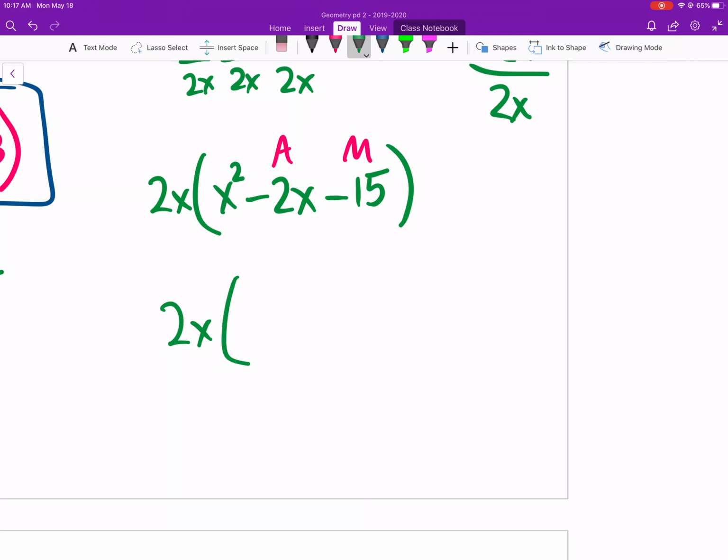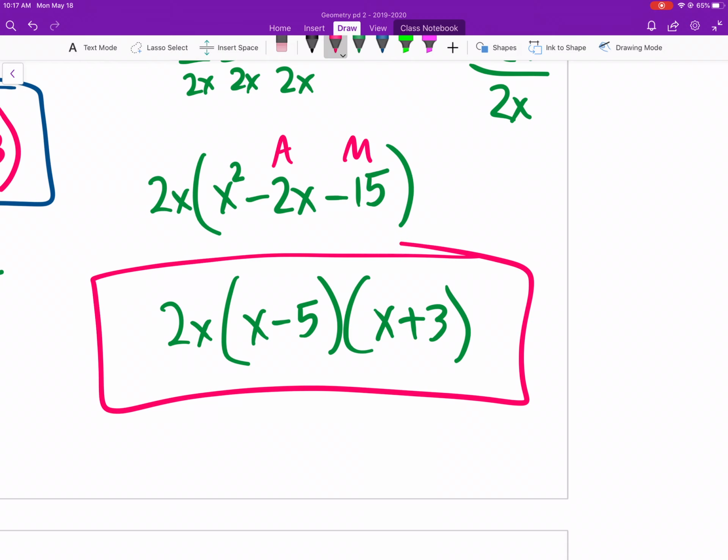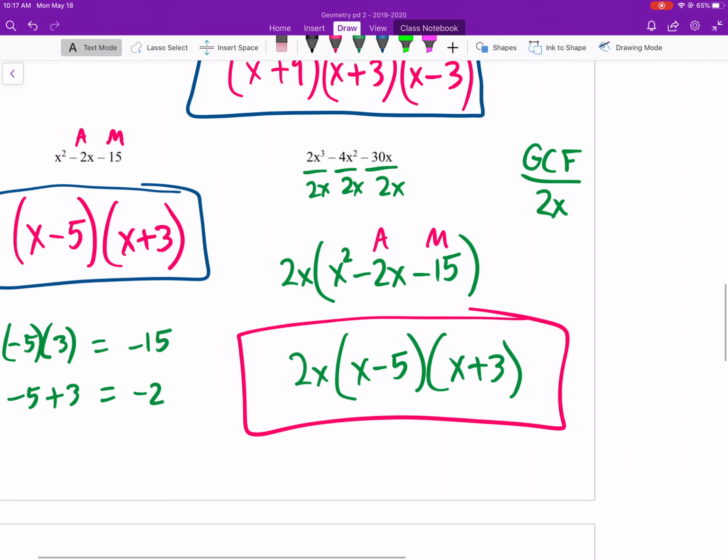And now what did that expression, that trinomial, just break down to? It was x minus 5 and x plus 3. Now you're done. One extra step. So this is GCF and AM factoring.